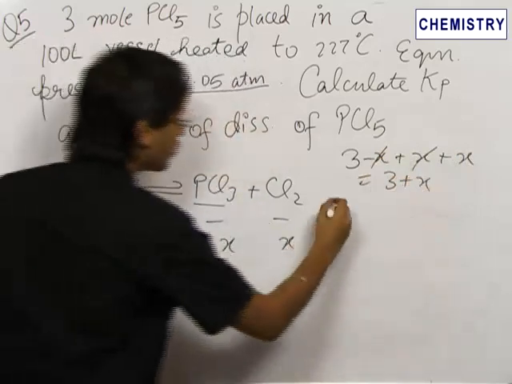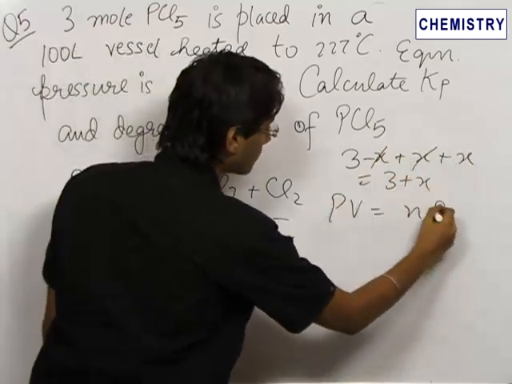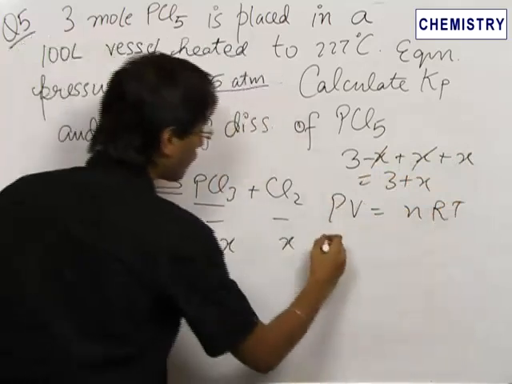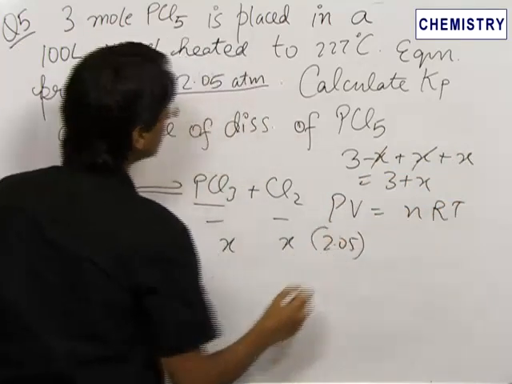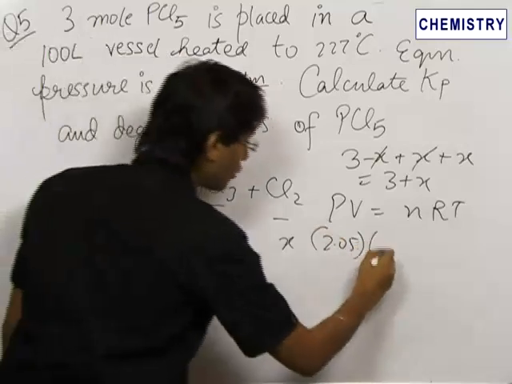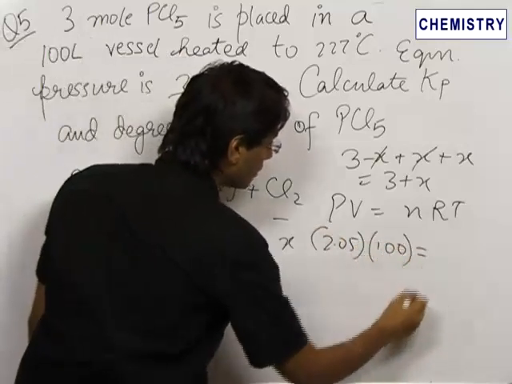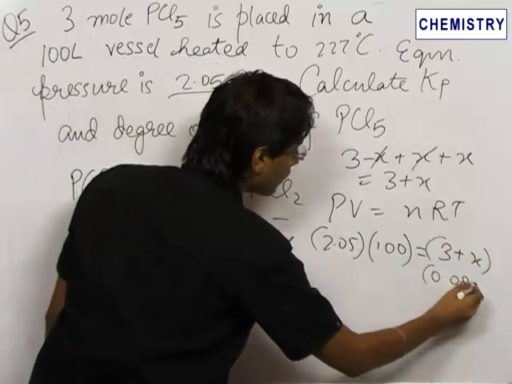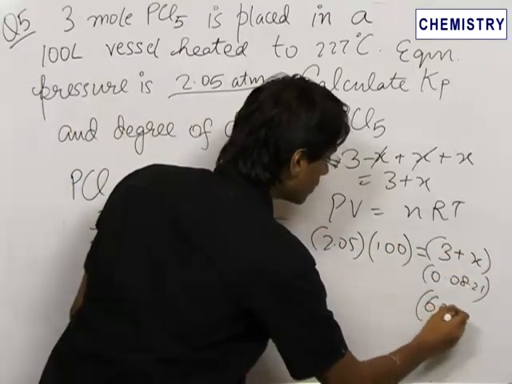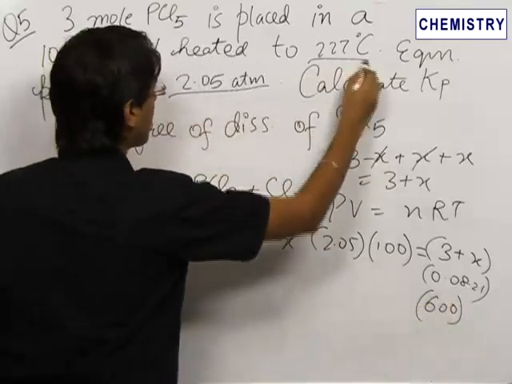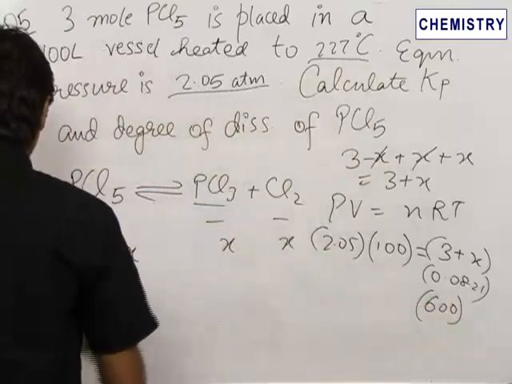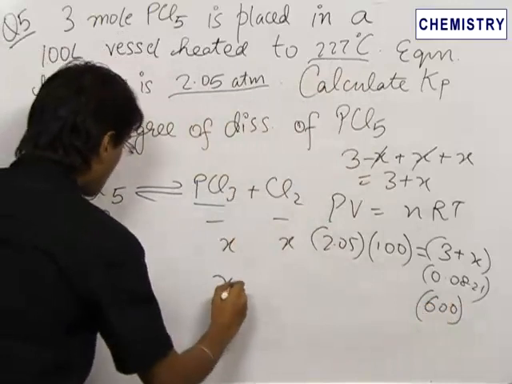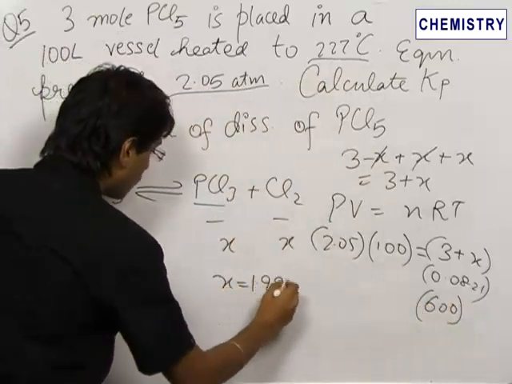Now applying the ideal gas equation, PV is equal to nRT. We have 2.05 into 100, which is the volume of the flask, is equal to 3 plus x into 0.0821 into 600, which is the temperature in Kelvin. On solving this equation, we get the value of x as 1.994.